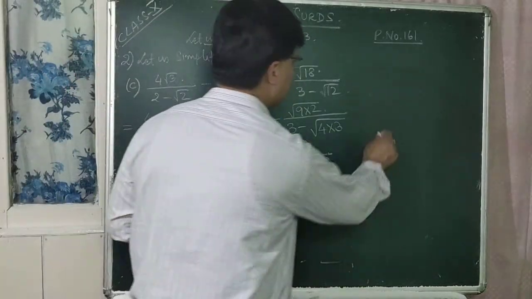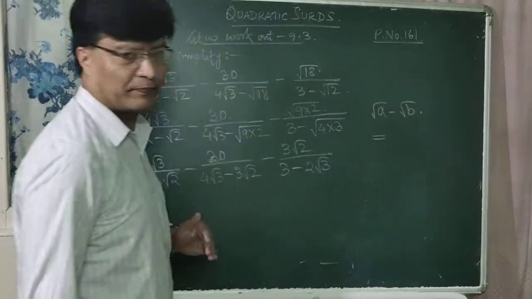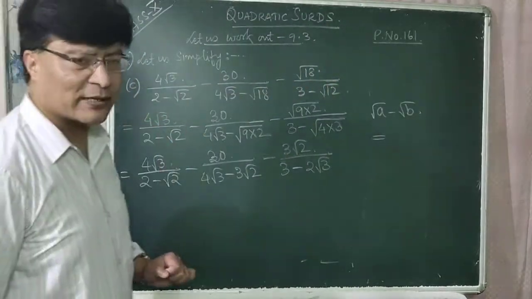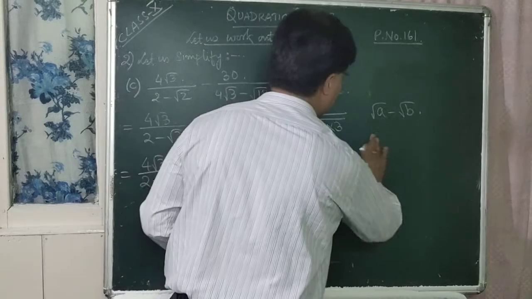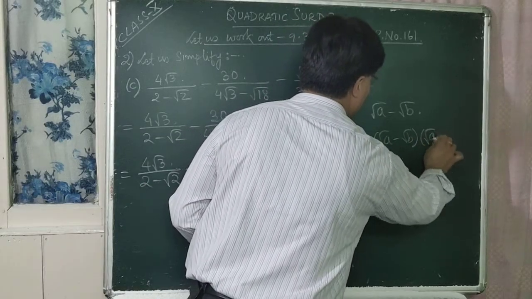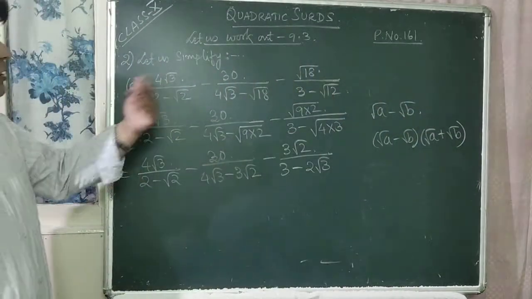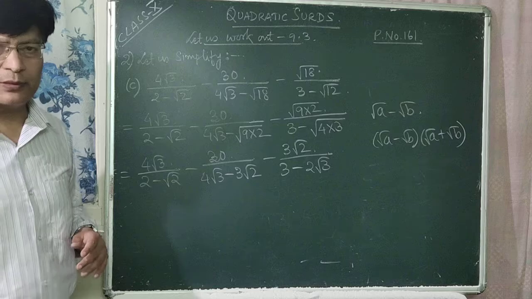So if you have root over a minus root over b, both are surds here. So which is the rationalizing factor here? That is, root a minus root b should be multiplied by what? Root a plus root b, opposite sign, so that you can remove the square root after multiplication, right?